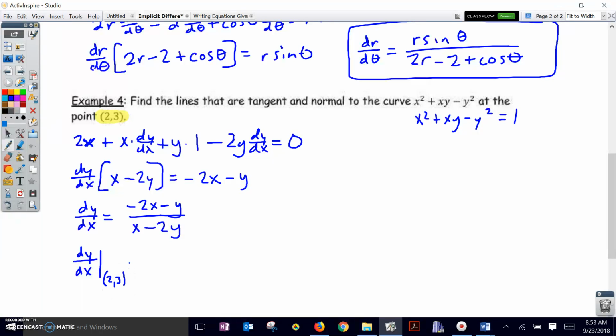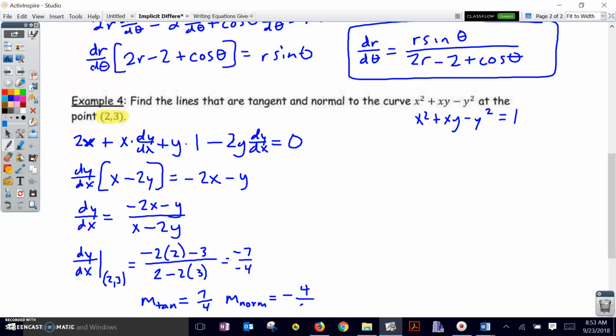I'm going to evaluate this at 2, 3. Negative 2 times 2 minus 3, all over 2 minus 2 times 3. And that's negative 7 over negative 4. So the slope of the tangent line is equal to 7/4, which means that the slope of the normal line is equal to negative 4 over 7.